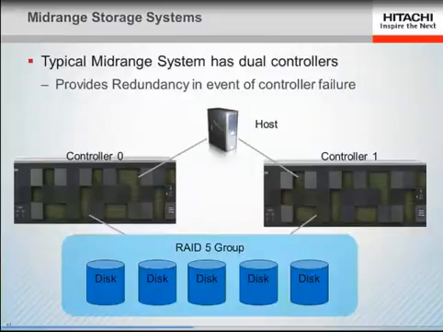So let's talk about the actual storage system architectures. Typically, a mid-range storage system would have 2 controllers. This provides redundancy in the case of a controller failure or a connectivity failure. So in this example, we have a RAID 5 group, and we have a controller 0 and a controller 1, and the host is connected to both. The RAID 5 group is connected to both. So any connectivity failure, we still have access to our data.